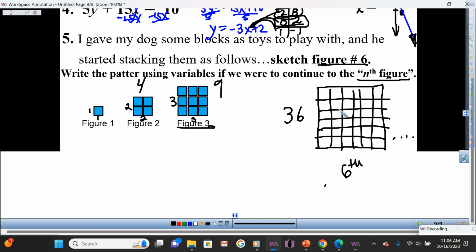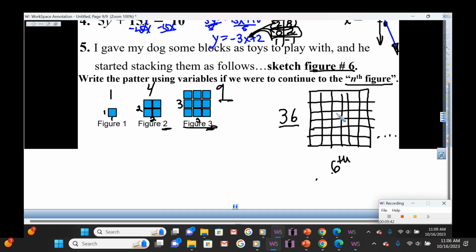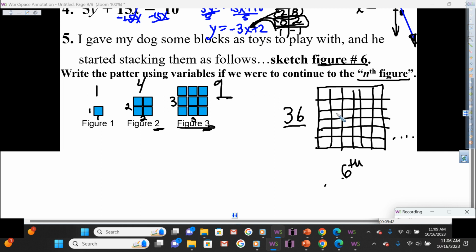The nth figure. So this one had 1 block. This one had 4 blocks. And it's the what figure? 2nd. This one has 9 blocks. That was the 3rd figure. This one has 36 blocks, and that was the 6th figure. But we want the nth figure. How do you figure, Rylan?